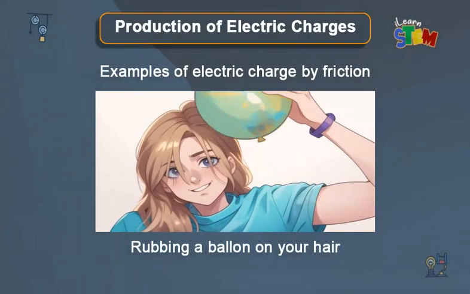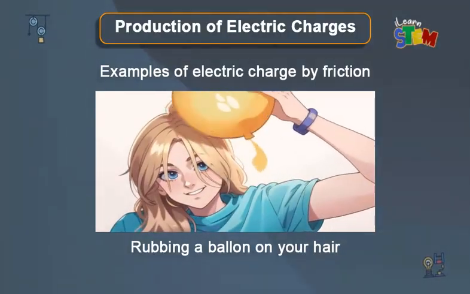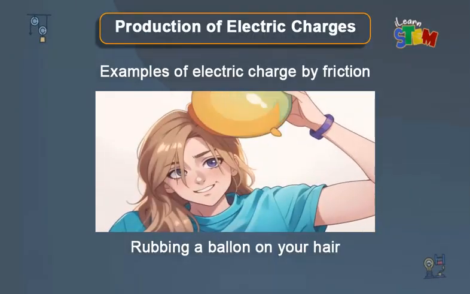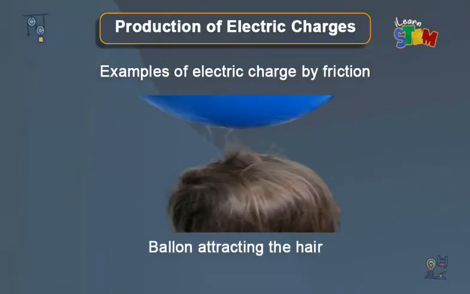Rubbing a balloon on your hair. When a balloon is rubbed against hair, electrons are transferred from the hair to the balloon. This gives the balloon a negative charge and leaves the hair positively charged, causing the hair to stand up due to repulsion and attraction. These examples illustrate how friction can create electric charges through the transfer of electrons between materials.